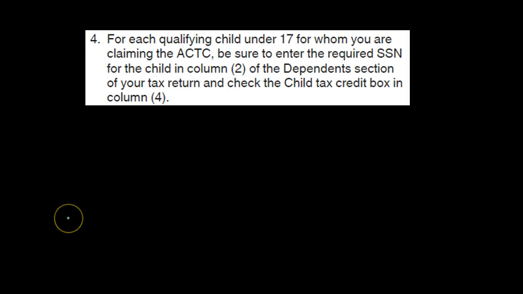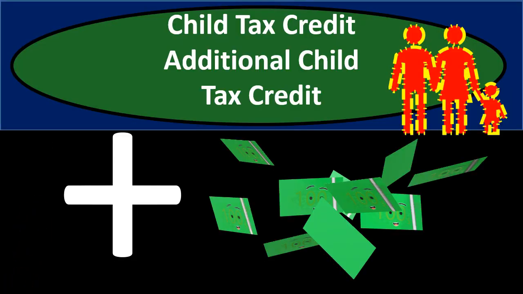Number 4, back to the text. For each qualifying child under 17 for whom you are claiming the ACTC, additional child tax credit, be sure to enter the required SSN, Social Security number, for the child in column 2 of the dependents section of your tax return, and check the child tax credit box in column 4. In this presentation, we will discuss more specifically the additional child tax credit.